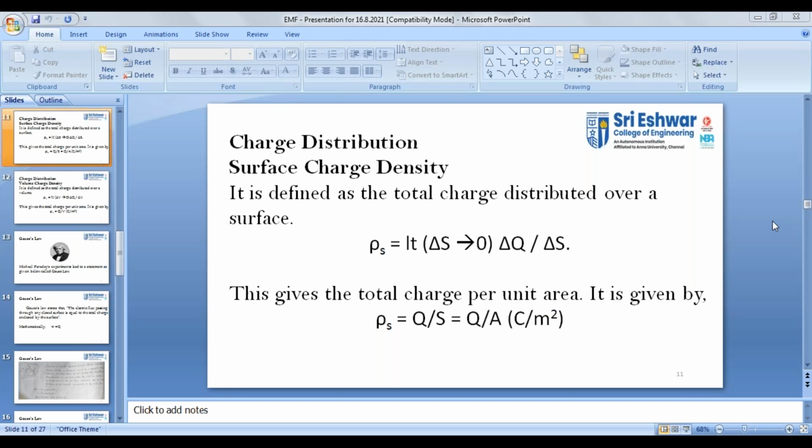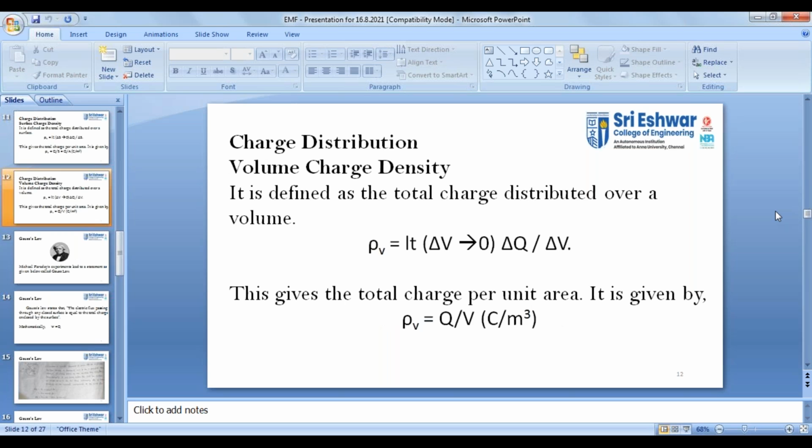Yes, anybody? Yeah, Pavitra, you are right, it is rho V. Rho suffix V is the notation used for representing volume charge density. Shall we move on to that particular slide? Yeah, I have moved it.